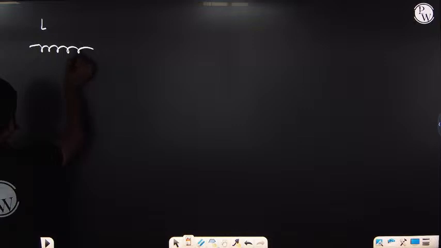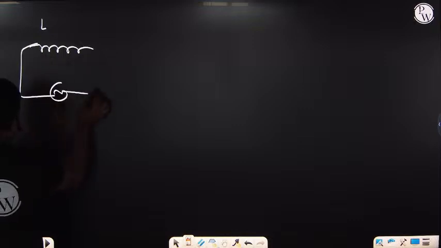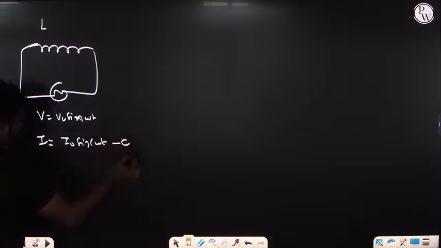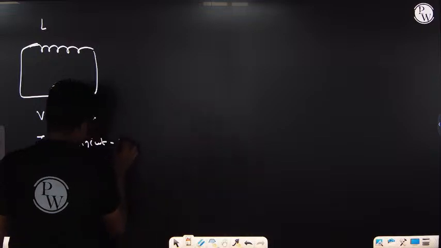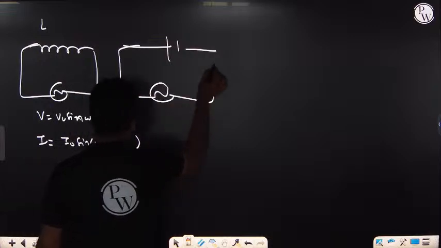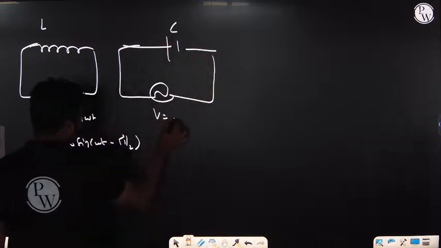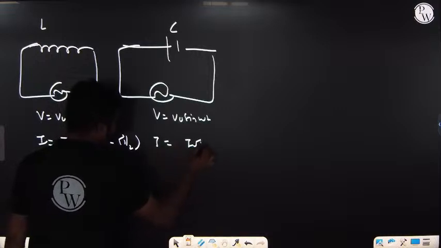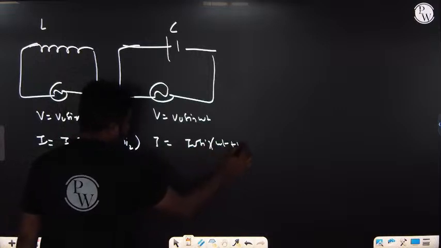For example, if there is only an inductor in the given circuit, voltage is given as V0 sin omega t. Then current will be given by I0 sin(omega t minus pi by 2). And if there is only a capacitor in the circuit, it will be the reverse scenario. If the voltage is given as V0 sin omega t, then the current will be given by I0 sin(omega t plus pi by 2).